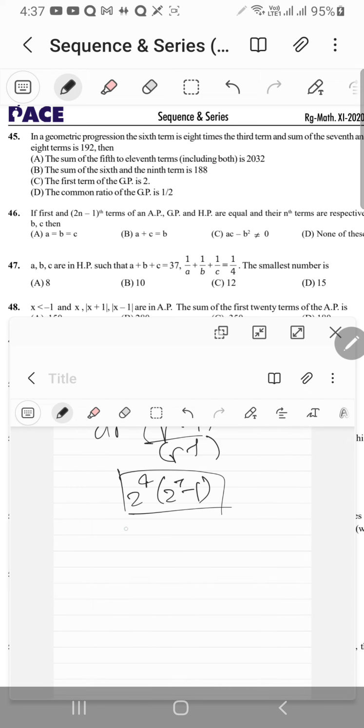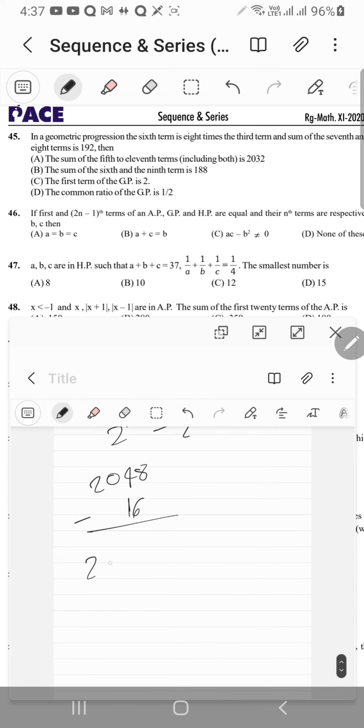This is going to be what? 2 power 11. Wait, this is bad. Still, let's just do this thing. 2 power 11 minus 2 power 4. We know that 2 power 10 is 1024, just a quick fact if you want to keep in your mind. So 1024 times 2 is going to be 2048, right? Yes. Minus 2 power 4, which is just 16. So 2032. Yes, this is correct.